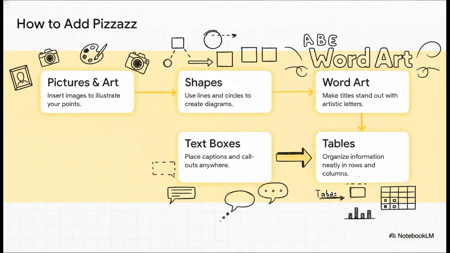This is your visual playground. You can just drop a photo or some clip art right into your document. You can add shapes like arrows and circles to create simple diagrams. For your titles, you can use word art to make them look super stylish and artistic. Got a lot of data? Organize it neatly in a table. And my personal favorite, text boxes let you put a little bit of text anywhere you want on the page. You have complete creative control.